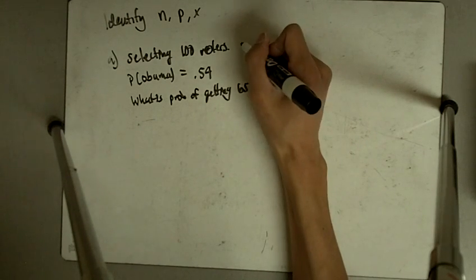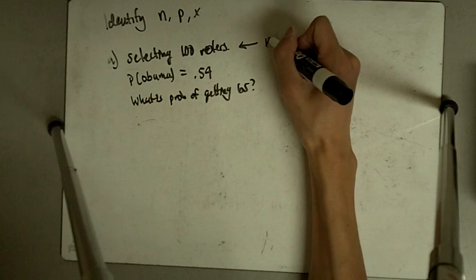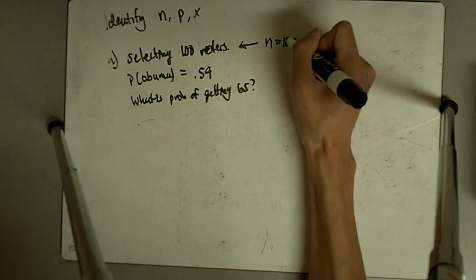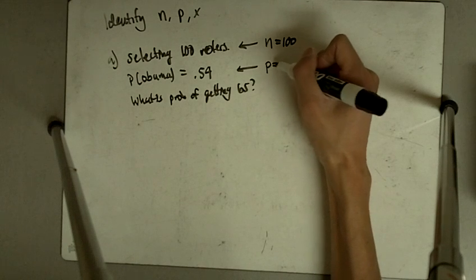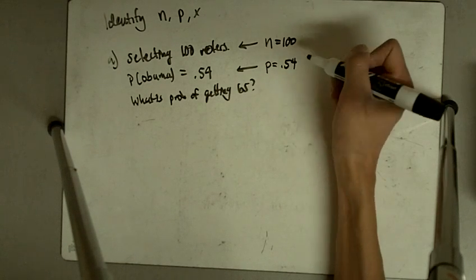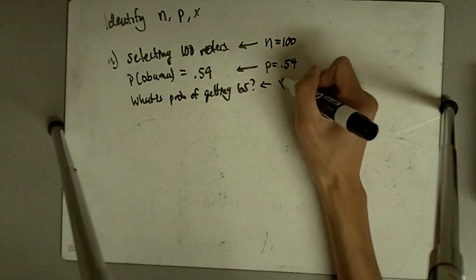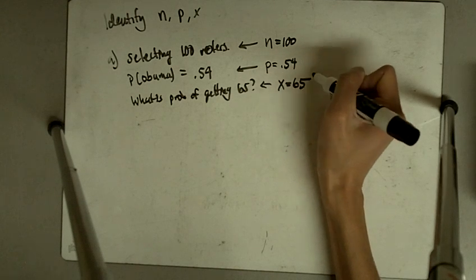Okay, so in this case, because we're selecting 100 voters, that's our N. N is equal to 100. The probability that any one voter voted for Obama is 0.54, so that's our P. And the X that we're interested in is 65.